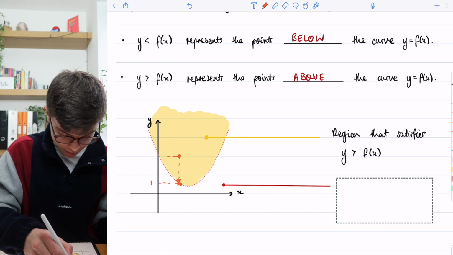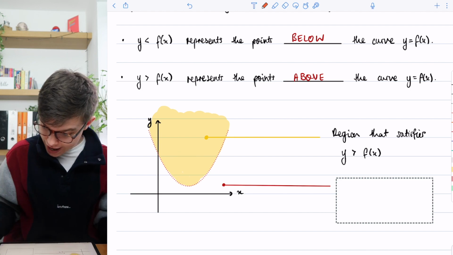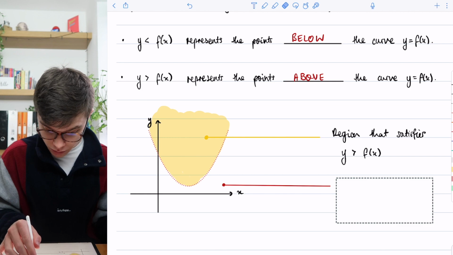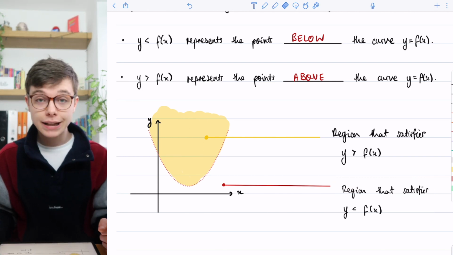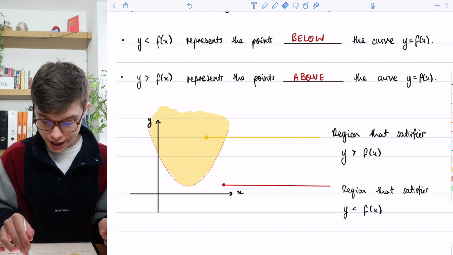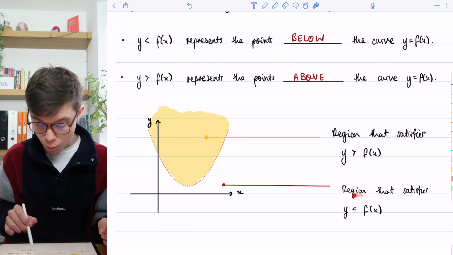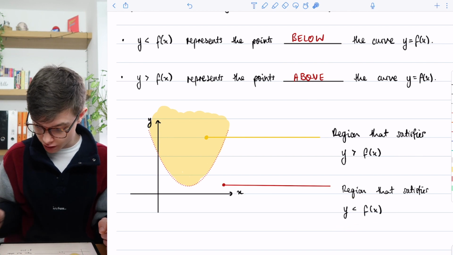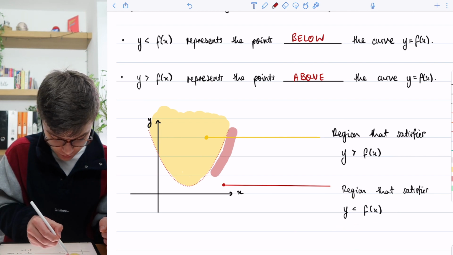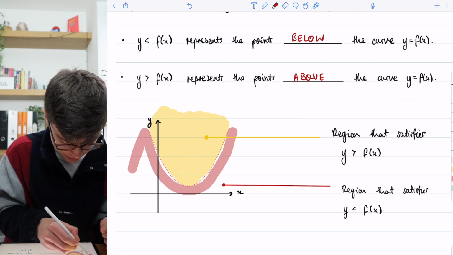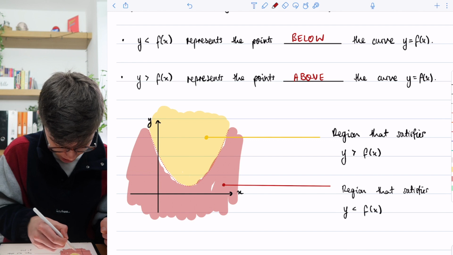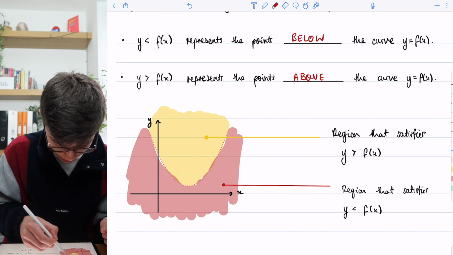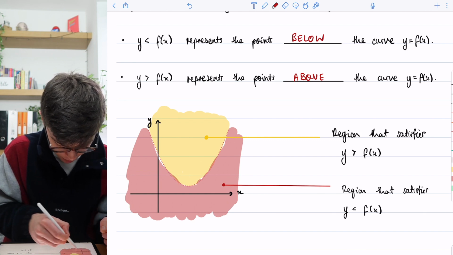Now I'm just going to go back because I'm about to shade the next region, and we can see that the next region is, well, the yellow one was above, so the red region is going to be less than f of x. So this region is where y is less than the curve, and we can shade that in red like that. So it's kind of all of this bit here. Now it's hard for me to shade this perfectly. I've gone over the line or the quadratic a little bit, but it looks something like that.